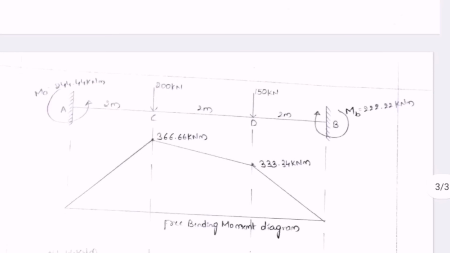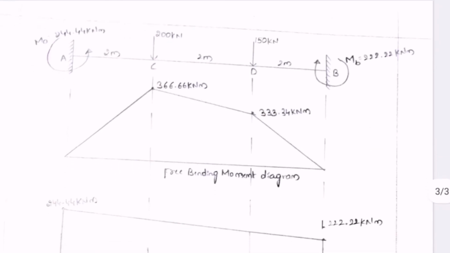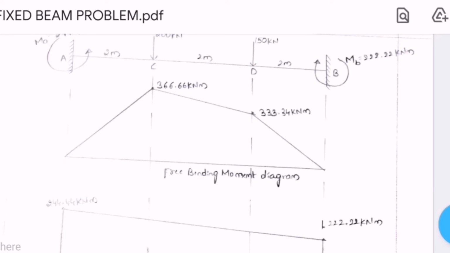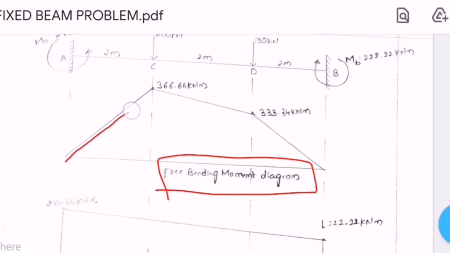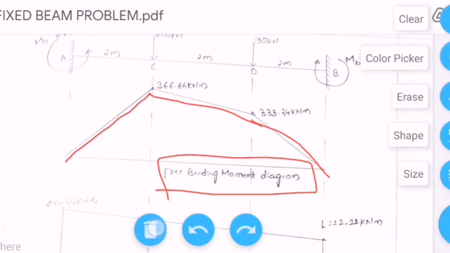And drawing the diagram is also important. So this is the free bending moment diagram. The free bending moment diagram is nothing but that of a simply supported beam. For a simply supported beam, the bending moment diagram starts at 0, here it is 336, it gets down gradually to 333, and it is again 0. This is the free bending moment diagram. This we have to draw first.